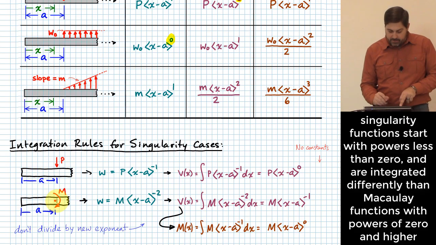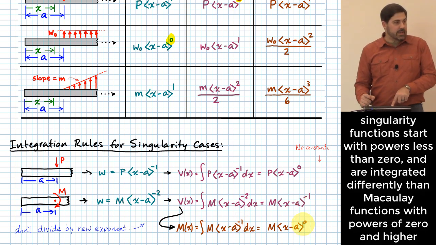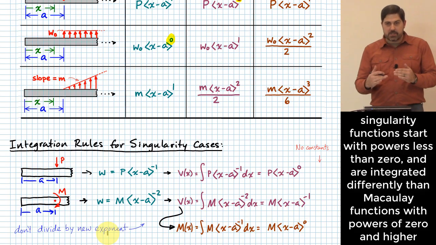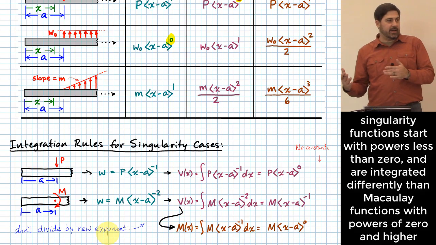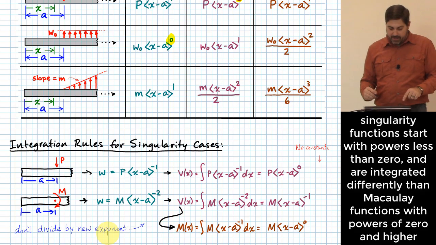the bending moment, other than the fact that for the concentrated moment, you'll notice that it starts out with an exponent of -2, and so for both of these integrations, from -2 to -1, and then from -1 to 0, in neither one of these cases will you apply the rule of dividing by the new exponent or adding a constant. So here's the two things that I'll mention about this.